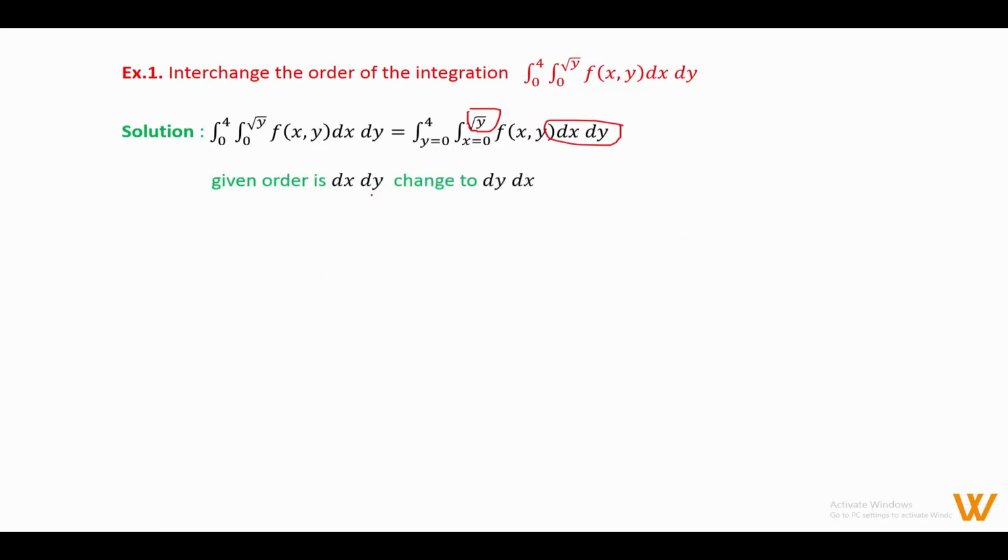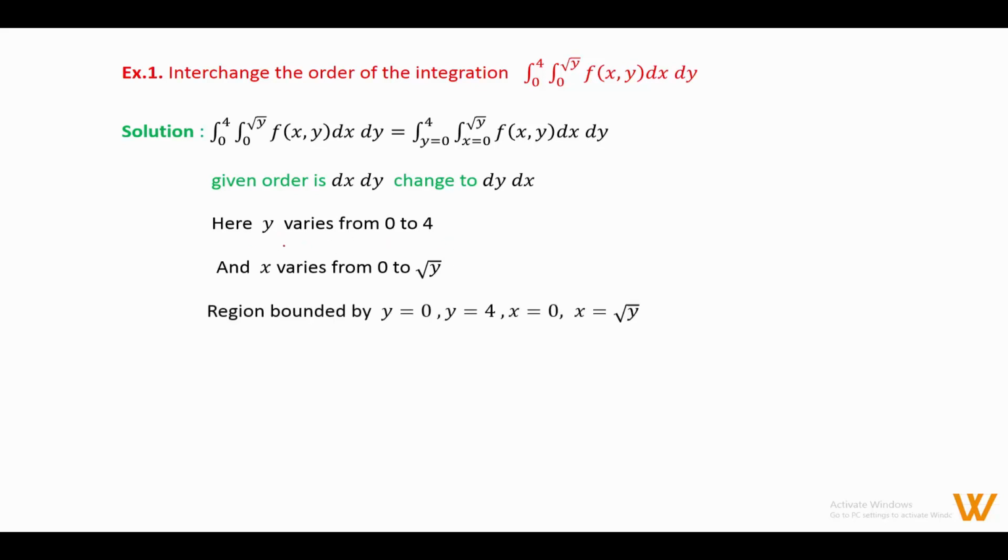Now change this order to dy dx. Here y varies from 0 to 4 and x varies from 0 to root y. So the region is bounded by y is 0, y is 4, next x is 0 and x is root y. Region bounded by y is 0, y is 4, x is 0, x is root y.